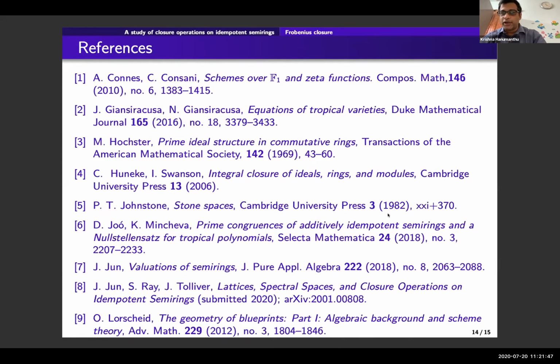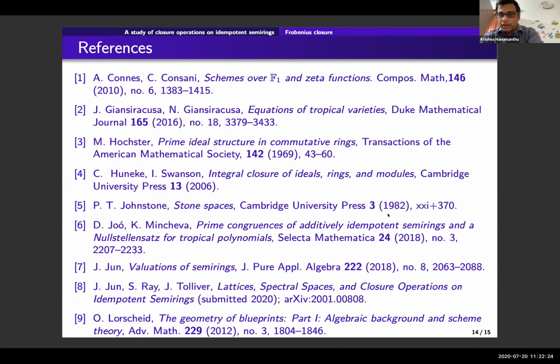Why only idempotent semirings? Idempotent semirings, as I said, are the algebraic foundation for tropical schemes. And this is what I was talking about at the beginning of the talk, that commutative rings form the algebraic foundation for classical algebraic geometry. What has been introduced recently, roughly from 2016, is these notions of idempotent semirings, on which the notion of tropical schemes is developed. So that is why idempotent semirings are specifically our interest.